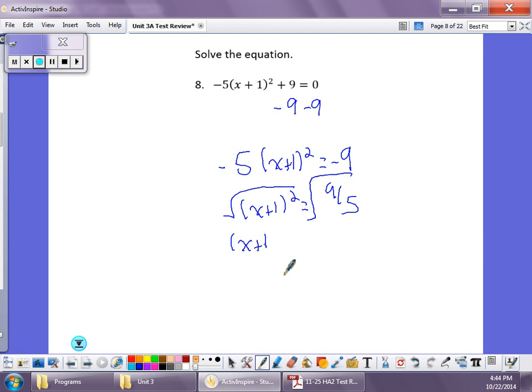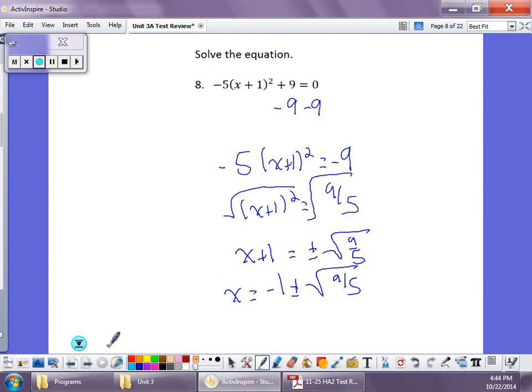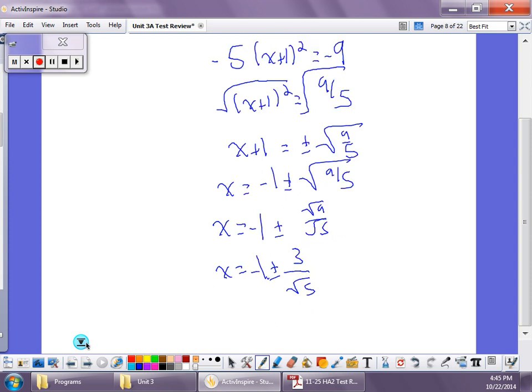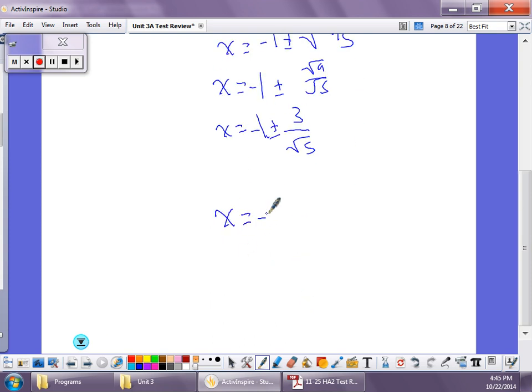So I'm left with x plus 1 equals plus or minus the square root of 9 over 5. And here I can subtract 1. But the square root of 9/5, I know the square root of 9 is 3. So I can simplify that. I can first make it root 9 over root 5. So then I get negative 1 plus or minus 3 over root 5. And then if I want, I could rationalize that by multiplying by root 5 over root 5. I get negative 1 plus or minus 3 root 5 over 5.